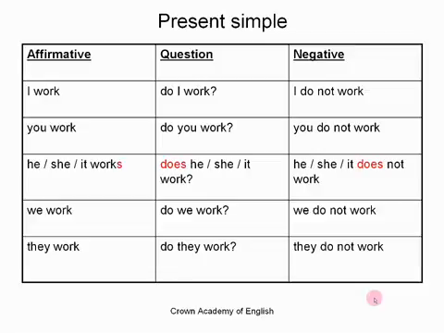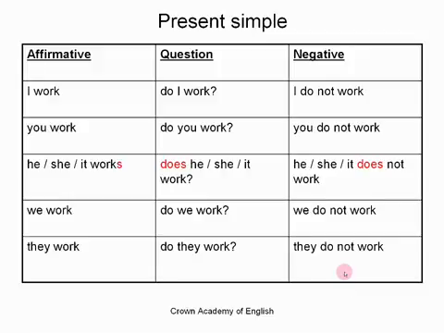So the third person singular is this one. It is the he, she, it form. So this is the only one which is different. And in the affirmative form, we add a letter S to the end. So we go from work to works. So he, she, it works.